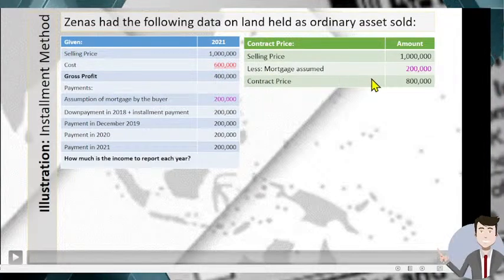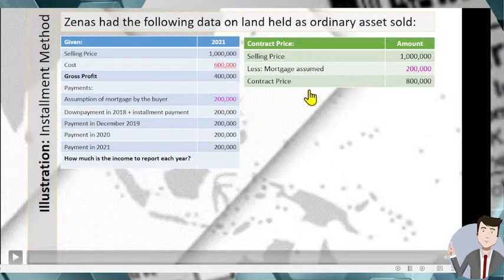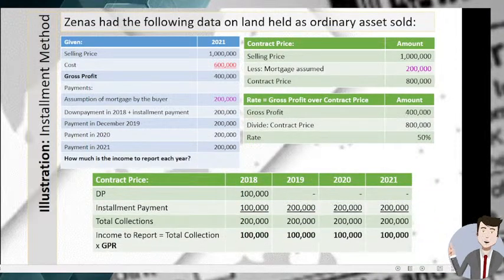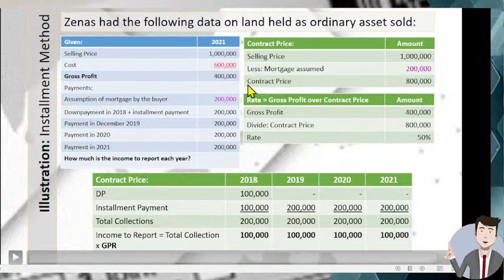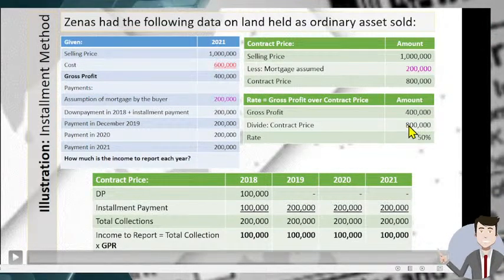Okay, so your contract price only consists of the selling price less the mortgage assumed. So that is 800,000. Okay, so let's compute the rate that we're going to use. That's gross profit divided by the contract price. Gross profit, simply by looking at the given information, is 400,000. Then using the computed contract price, divide, and it will give us a rate of 50%.